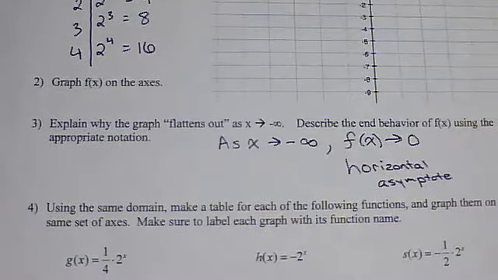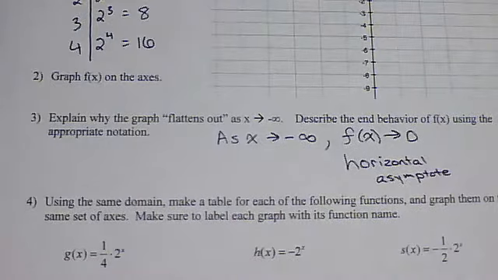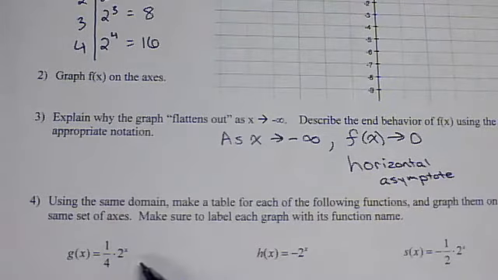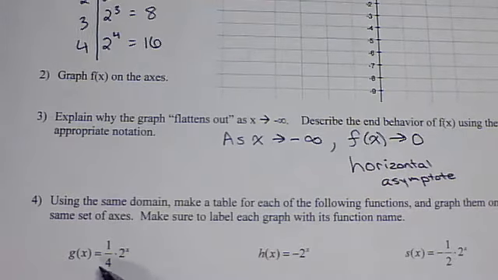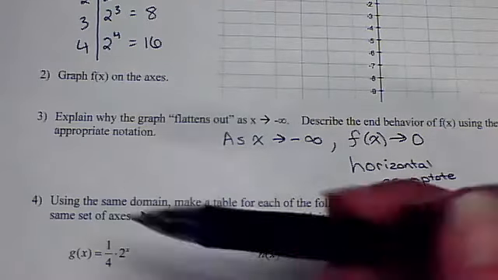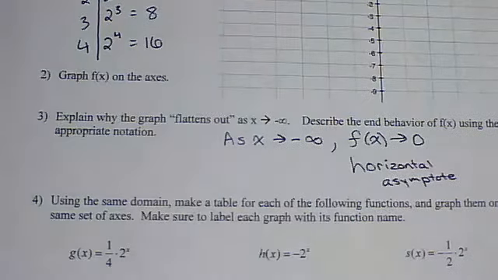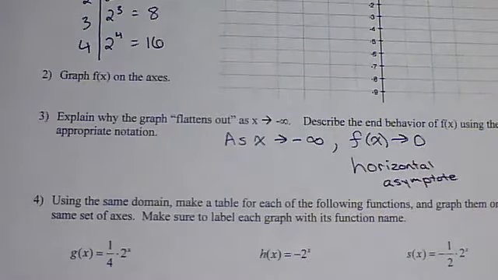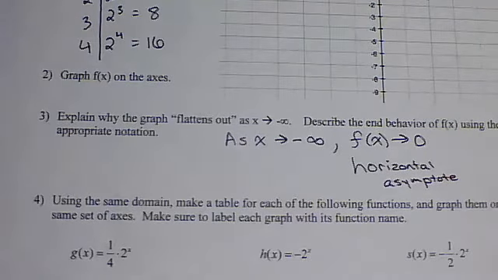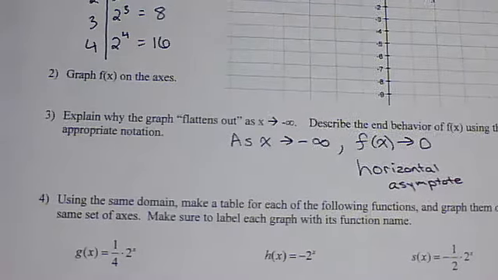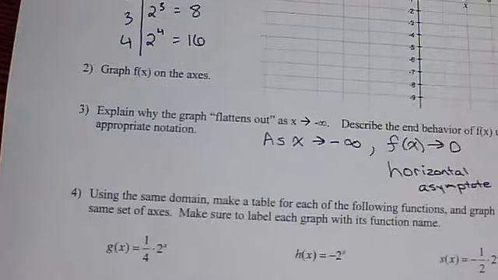Now, what we're going to do is on the same graph, we are going to graph a few others and think about what's going to happen. G of x, if I took each of those x values, the y values, and multiplied by 1 fourth, what would happen to my graph?